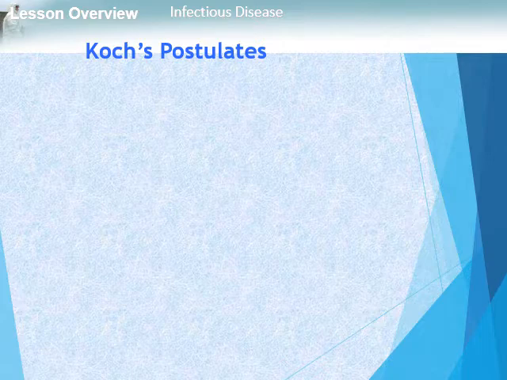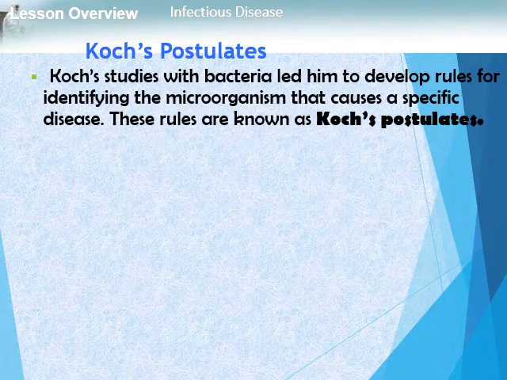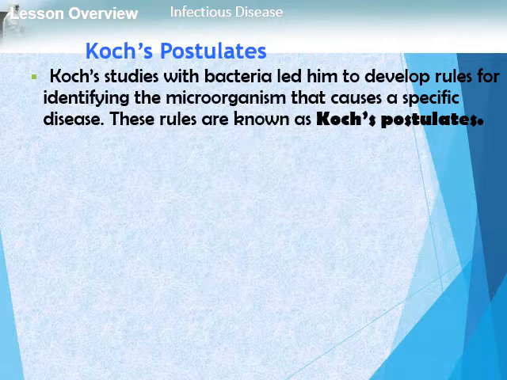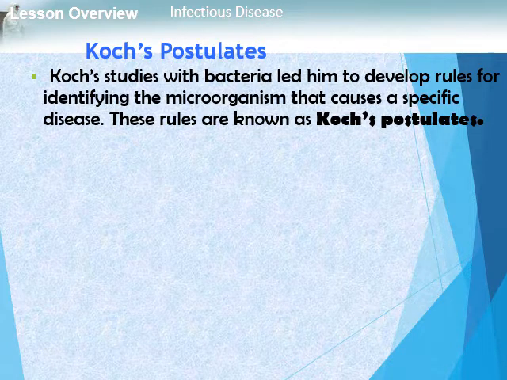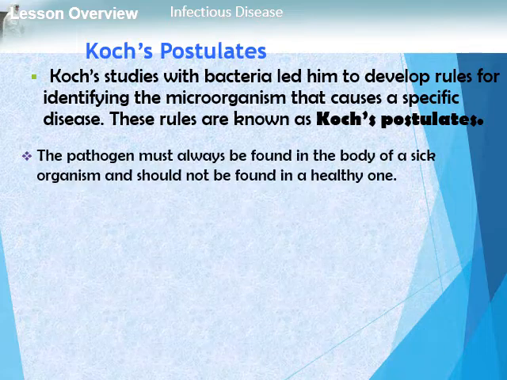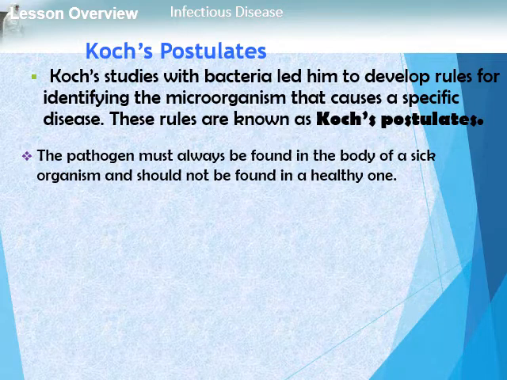Koch's postulates. What are Koch's postulates? Koch's studies with bacteria led him to develop rules for identifying the microorganism that causes a specific disease. These rules are collectively called Koch's postulates. Rule number 1. The pathogen must always be found in the body of a sick organism and should not be found in a healthy one.